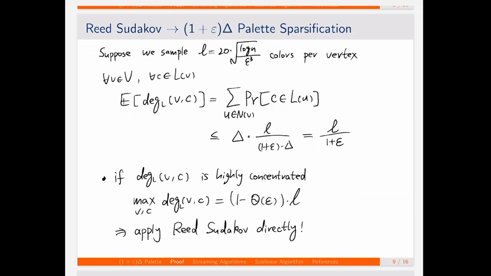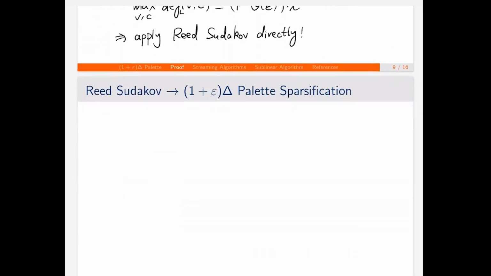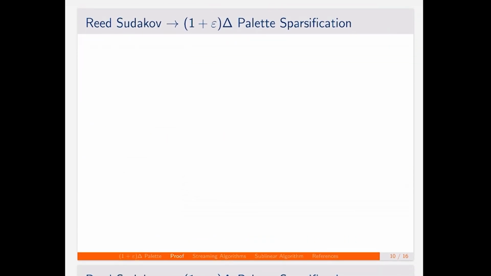However, things are not as desired. So this is hypothetical. In reality, we cannot bound the C degree like this, and you can show that such a concentration fails. So what can we do instead here?